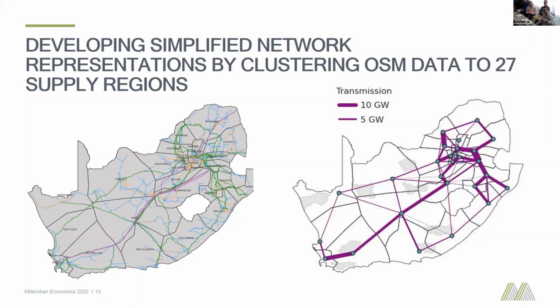Then what you see on the right is this clustered network, a simplified representation of the network, where the thickness of the lines is related to its installed capacity.